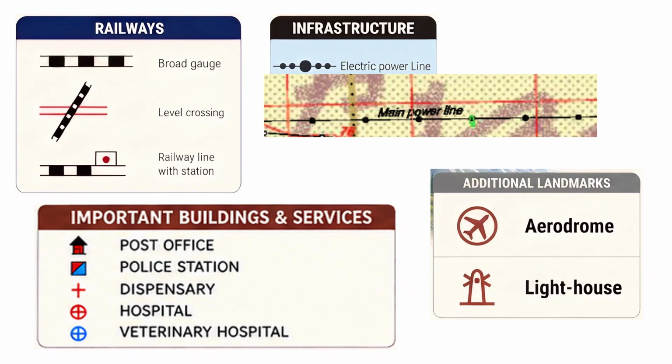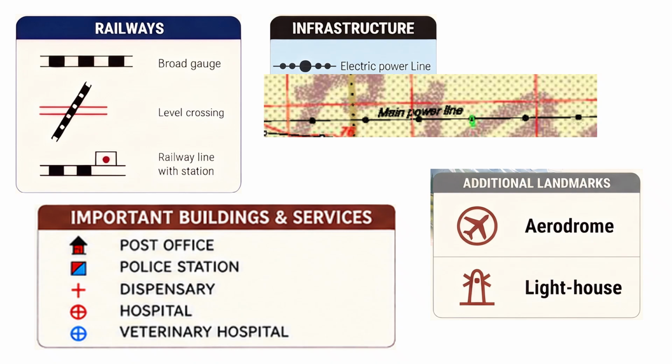Now, we don't only have human hospitals, we have hospitals for animals also. So those hospitals are known as veterinary hospitals, and they'll be mentioned in the color blue, a blue circle with a plus sign in between it.